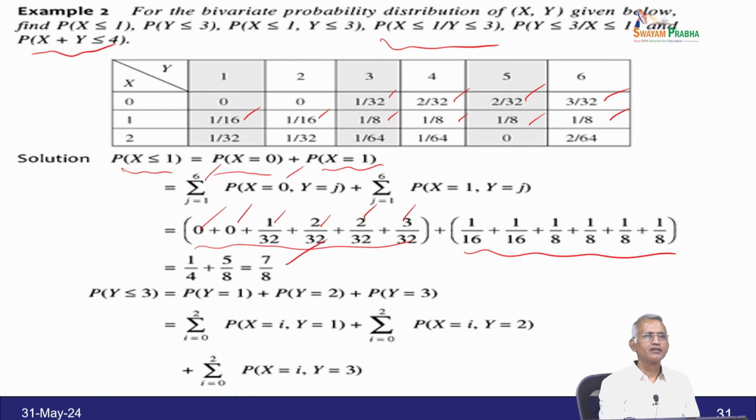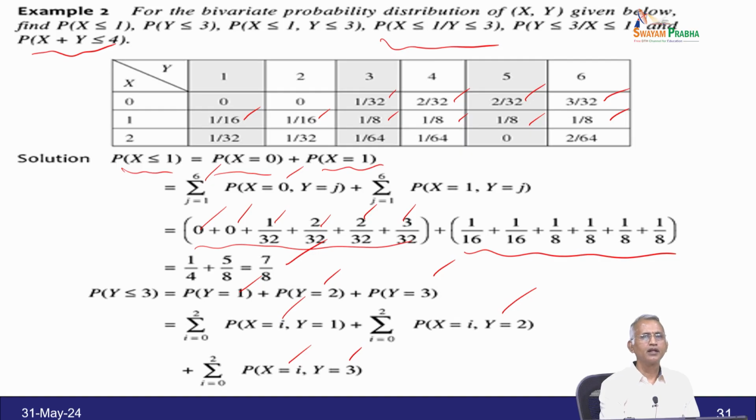And the probability of x less than or equal to 3 is equal to the probability of y equal to 1, y equal to 2, y equal to 3. Therefore, summation i equal to 0 to 2 of probability of x equal to i and y equal to 1, plus summation i equal to 0 to 2 of probability of x equal to i and y equal to 2, plus summation i equal to 0 to 2 of x equal to i and y equal to 3. So, that is the meaning of P of y equal to 1, P of y equal to 2 and P of y equal to 3.